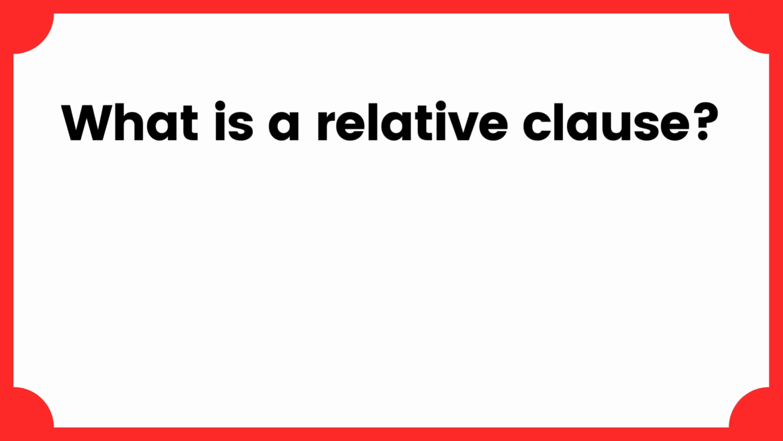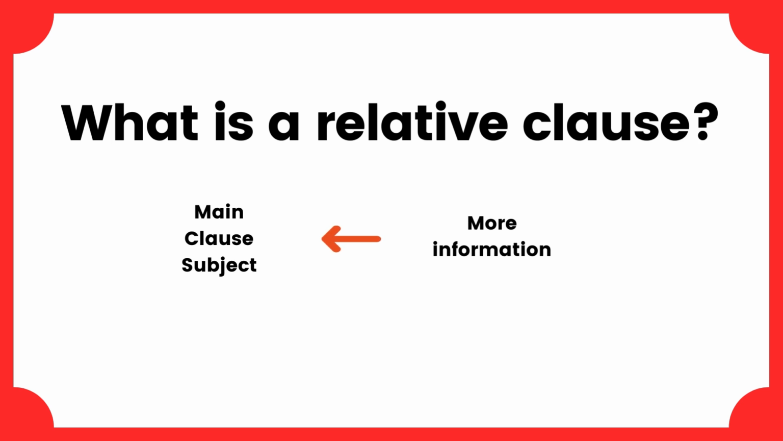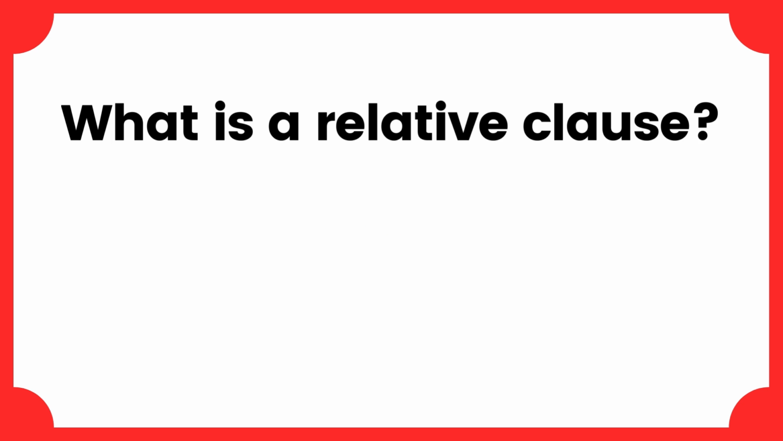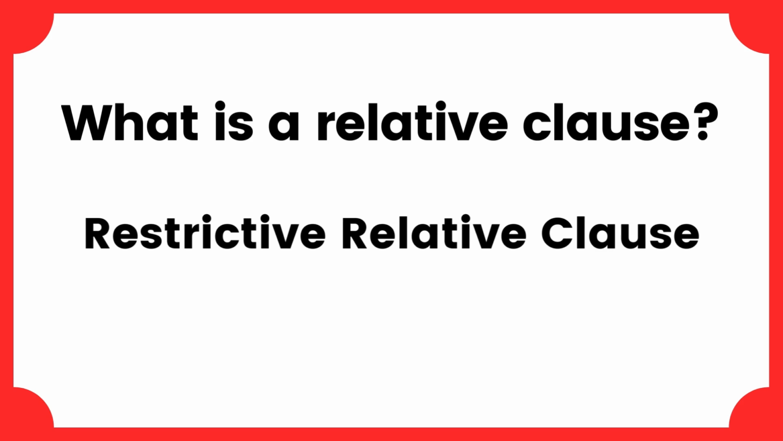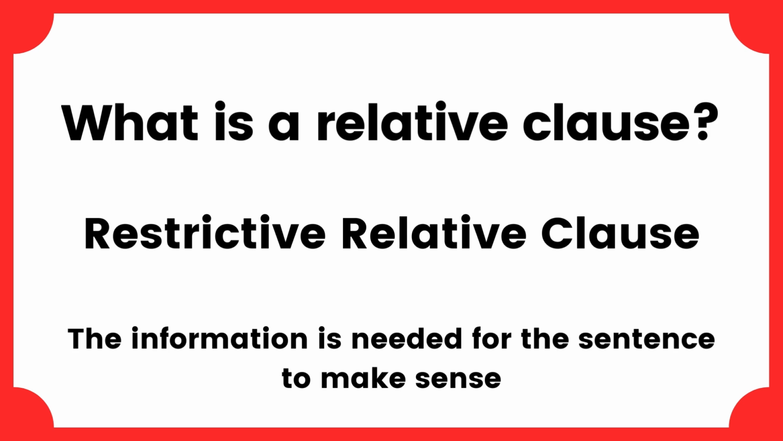So what is a relative clause? A relative clause gives us more information about the subject of our main clause. A relative clause does not make sense on its own. When we use the term restrictive relative clause, we are just saying that the information we are giving about the noun of the main clause is something that's important for the sentence to make sense.